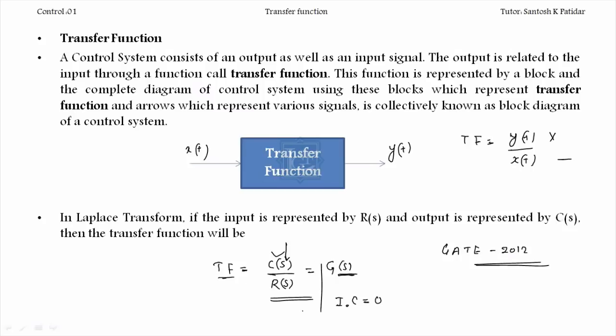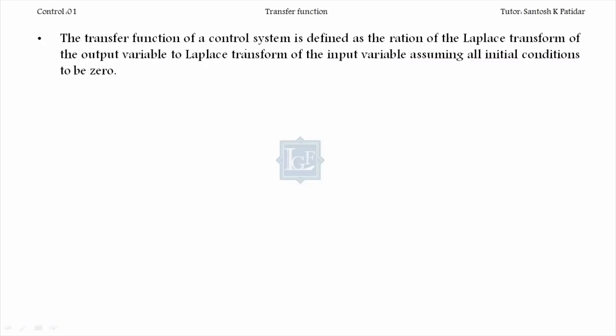GATE 2012, one mark GATE question. What is the transfer function of the system? The options were given. The ratio of the Laplace transform of output to input provided initial conditions are not zero, was one of the options. The correct one: the Laplace transform of output divided by the Laplace transform of input provided initial conditions are zero is the transfer function. So the transfer function of a control system is defined as the ratio of the Laplace transform of the output variable to the Laplace transform of the input variable, assuming all initial conditions to be zero.